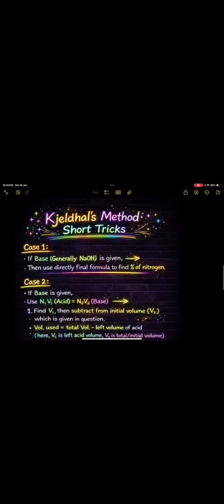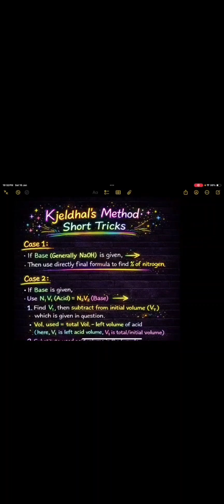And in that case, nitrogen is determined with the Dumas method. Coming to the important short points for finding percentage of nitrogen in an organic compound, if you know these three cases, it is enough to solve all the JEE Mains and NEET questions. The three cases are these. The first one: in the question, if no base is given, generally NaOH only is given in the question. If there is no NaOH, then we can directly use a formula to find the percentage of nitrogen.